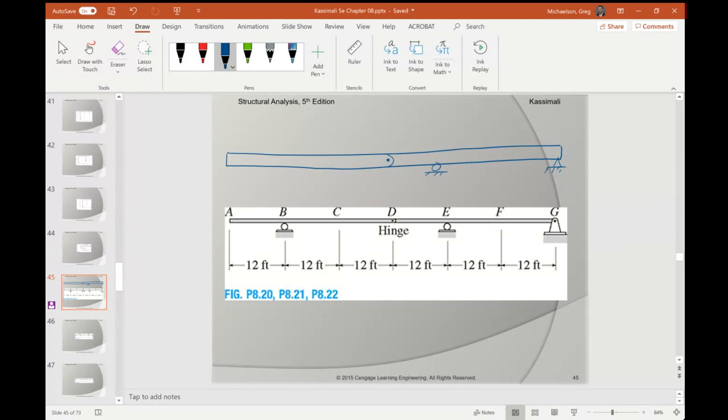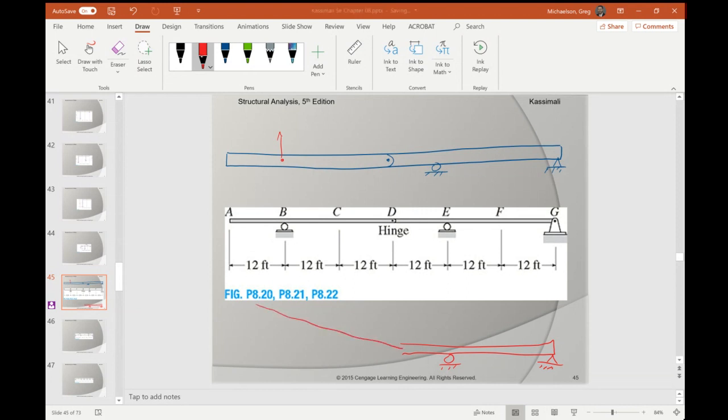Now what we're going to do is take point B and lift it up 1. So this is point B right here. Now look at this beam and think about it mechanically. If I take this beam and lift it up, what's it going to look like? Here's the beam right here. There's the reaction, and there's a hinge at D. So it's going to do this.